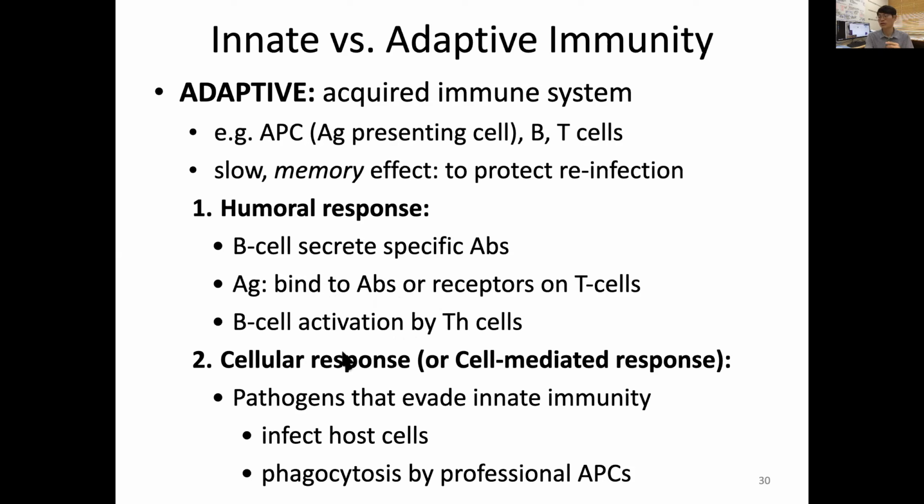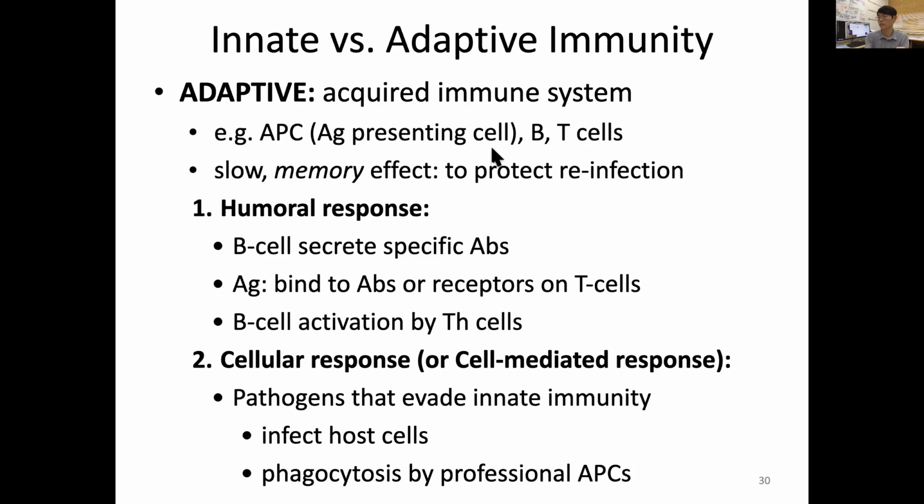And the second is the cellular response, and that's when pathogens that can evade our innate immunity may succeed in infecting host cells. Then those infected cells can be phagocytosed by professional antigen presenting cells, such as dendritic cells and macrophages, and that's related to our cellular response.